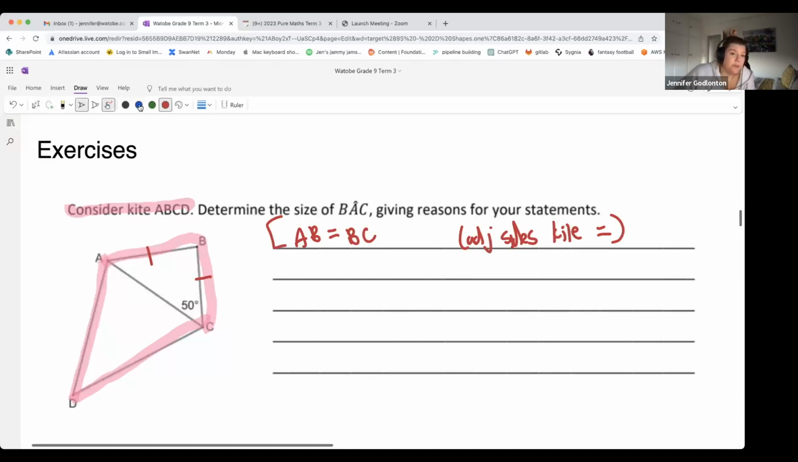Let's also put in these ones. Actually, maybe we will need them, because I might add a couple of questions here. So we're going to say AD is equal to DC, because adjacent sides of a kite are equal. Remember, in geometry, whatever you put in your diagram, you have to also write. You have to tell me what you're doing. Now let's read the rest of this question.